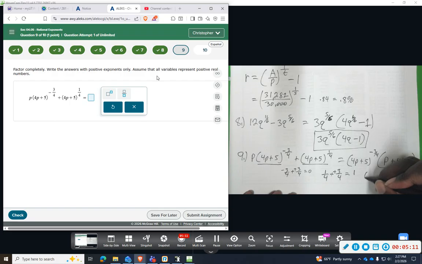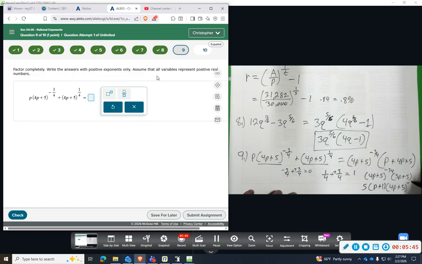So I have this 4P plus 5 to the negative 3/4 power, and then inside parentheses we have a 5P plus 5. Now, we could also factor a 5 out of this total, and that would give us our final answer, a 5 out front. And I can just write it as P plus 1. You divide both of those by 5, and then this 4P plus 5 to the negative 3/4.